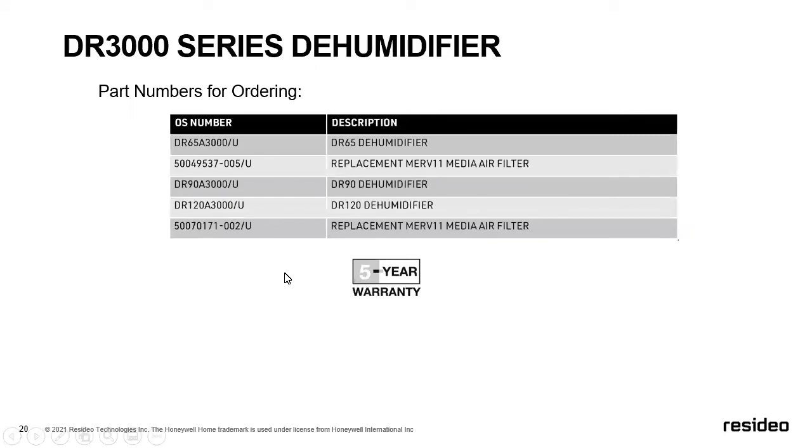Part numbers, again, DR65 A3000. One thing to note on the filter replacements, and one of the common questions we get is, are these just standard size filters? Unfortunately, no. These filters are made for the dehumidifier, so maybe take a screenshot here so you know what your filter part numbers are to get in touch with distribution when you want to replace the dehumidifier filters. The 65 filter is at the top there, and then of course the 120 and 90 have the same part number, same size filter.